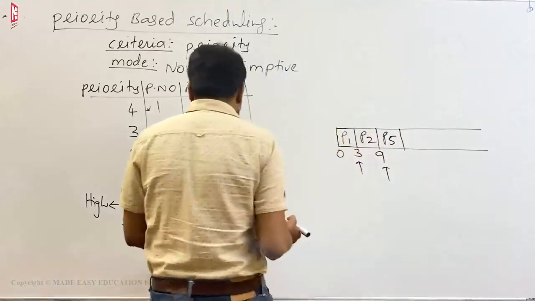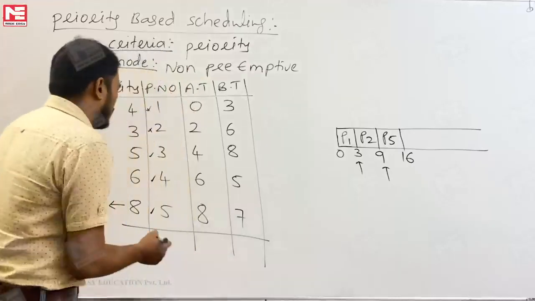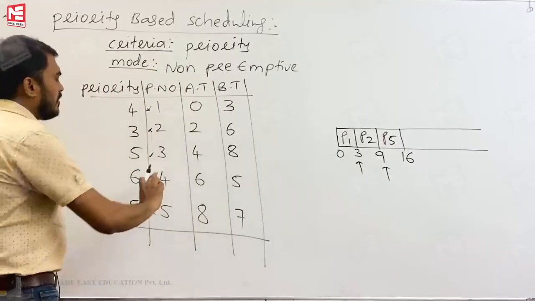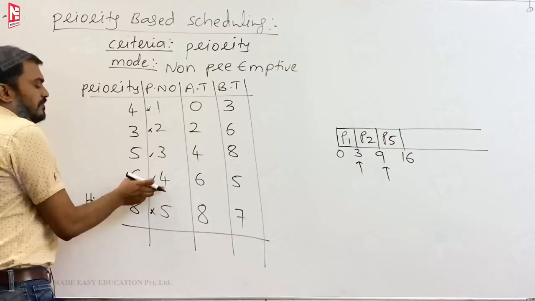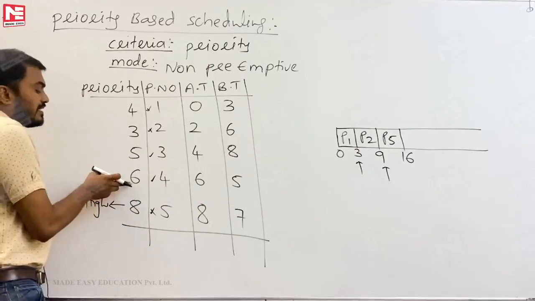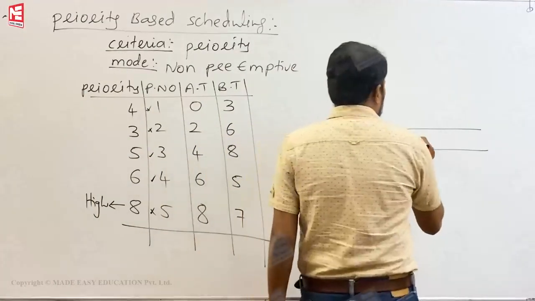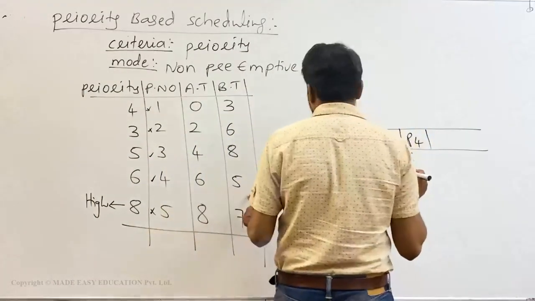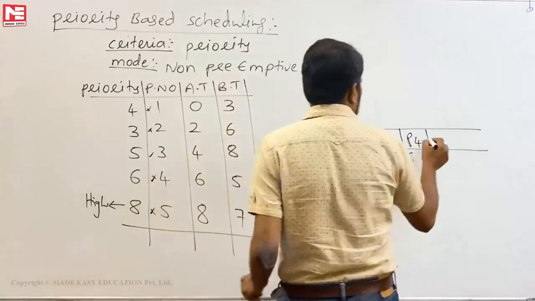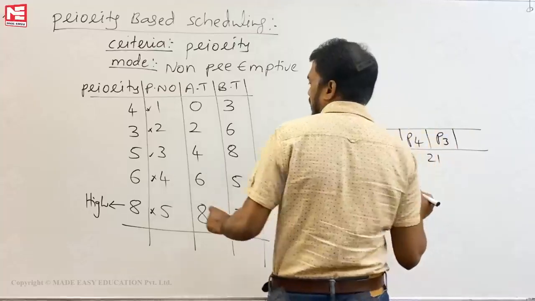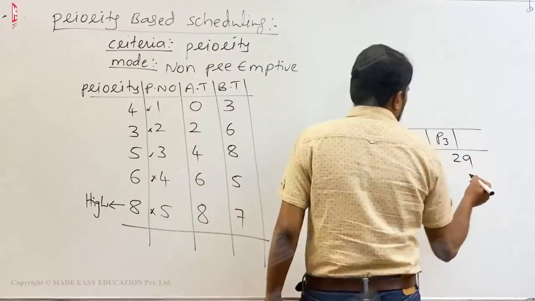P5 requires how much here? 7. So 9 plus 7, how much is that? 16. So now P5 is completed. Now P3 and P4. Among these two, who has high priority next? Look here, P4, because this one's priority is 6, this one's is 5. So who has high priority? P4. Simple. So take P4. P4 requires 5, so that is 21. And the last one is P3, the lowest priority. P3 requires 8, so that is 29.